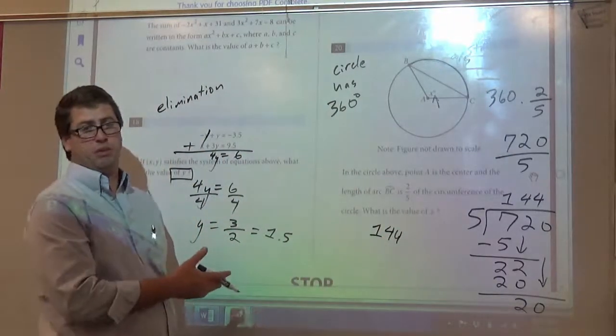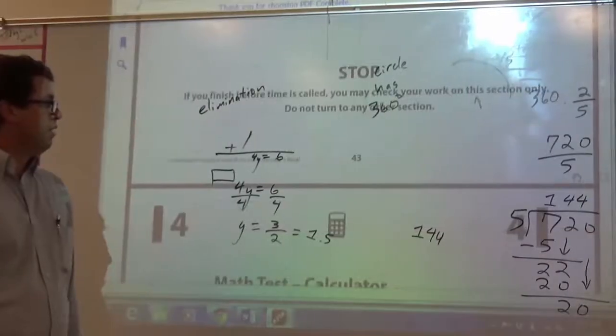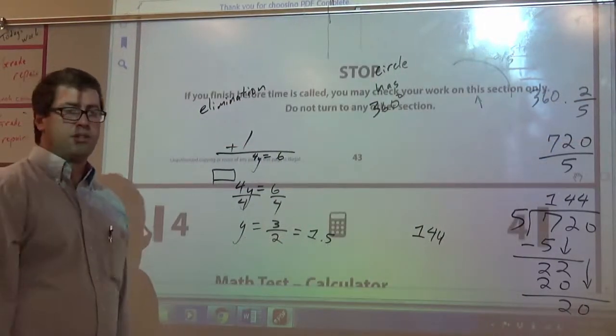And for units it would be degrees, but this is a griddable, so. Alright, we'll pick up with the calculator section after this.